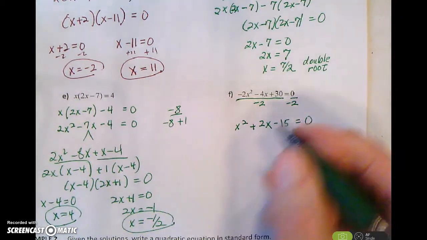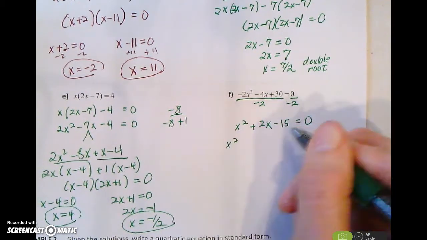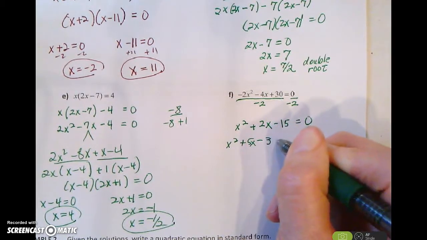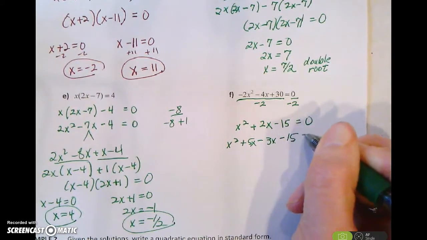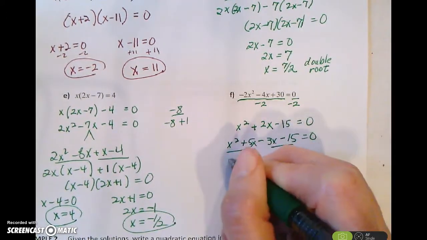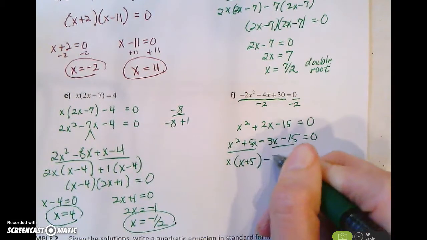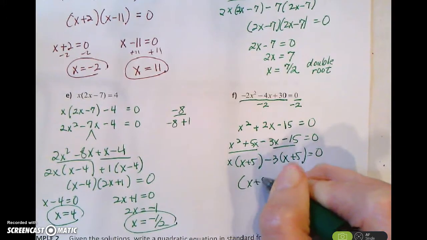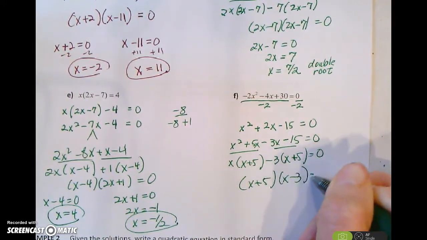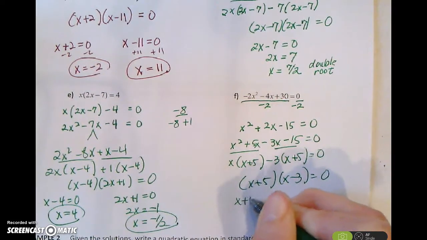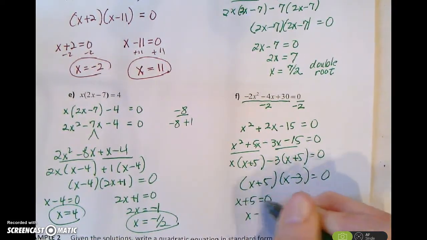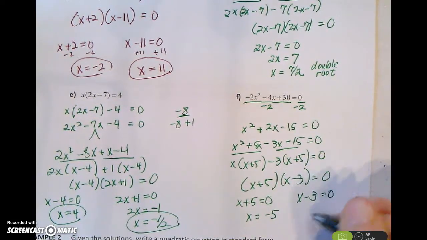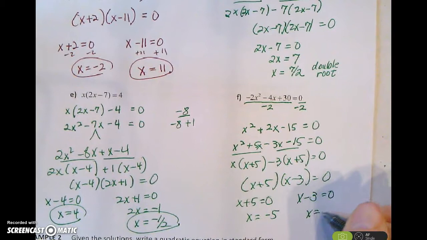I'm going to factor it. Two numbers that multiply to be negative 15 would be plus 5 and minus 3. So plus 5x minus 3x. We'll group it, and we come up with x plus 5 times x minus 3 is 0. So x plus 5 is 0; subtract 5 from both sides, x is equal to negative 5. x minus 3 is 0; add 3 to both sides, so x is equal to 3.